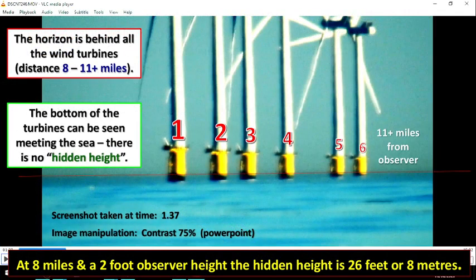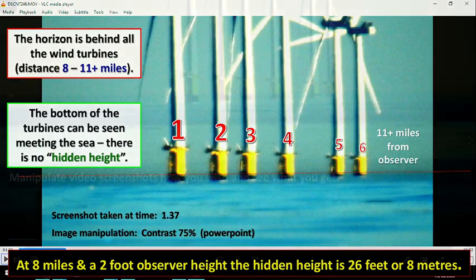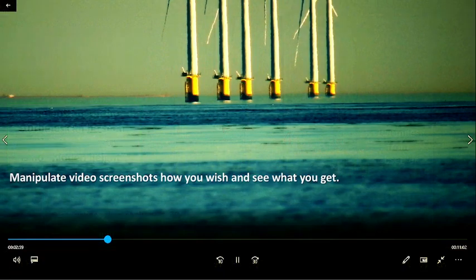The horizon is behind all the wind turbines, distance 8 to 11 plus miles. The bottom of the turbines can be seen here meeting the sea. There is no hidden height. A screenshot taken at time 137, image manipulation contrast 75%. At 8 miles and a 2-foot observer height, the hidden height is 26 feet or 8 meters. Manipulate video screenshots how you wish and see what you get.